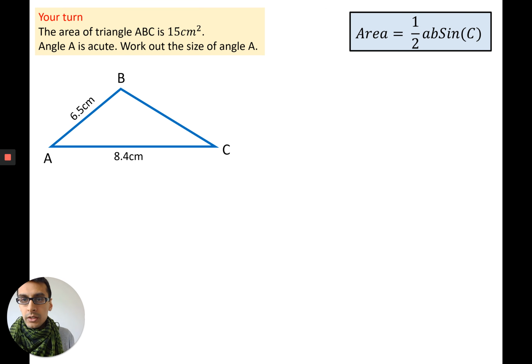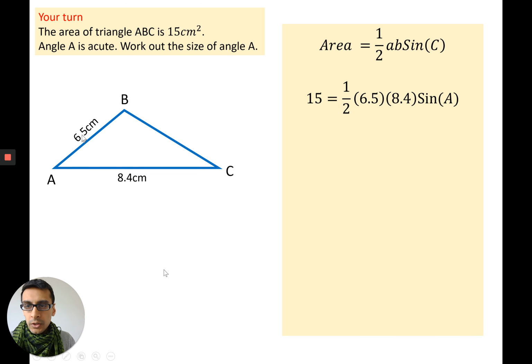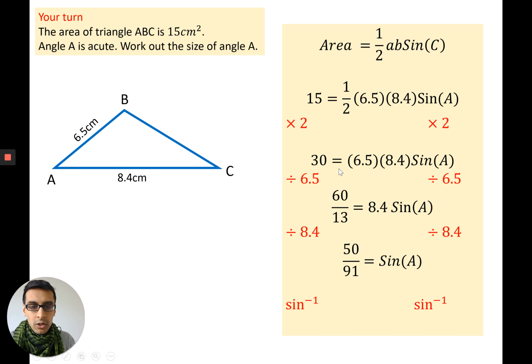Now, I want you to try to work out the missing angle here. You can pause the video. Okay, 3, 2, 1. Here is the worked solution. You've got your A and your B. You're working out sine A. You just rearrange, do sine inverse, and you end up with 33.3 degrees.